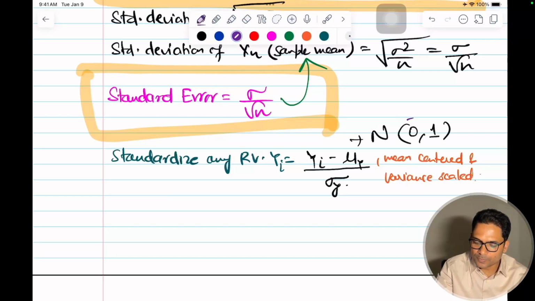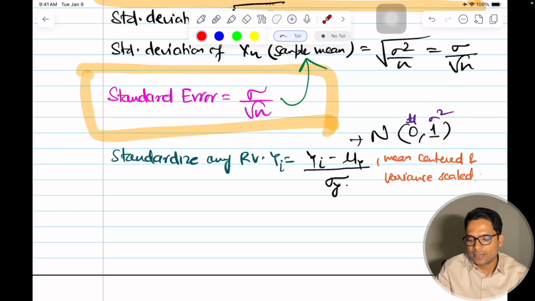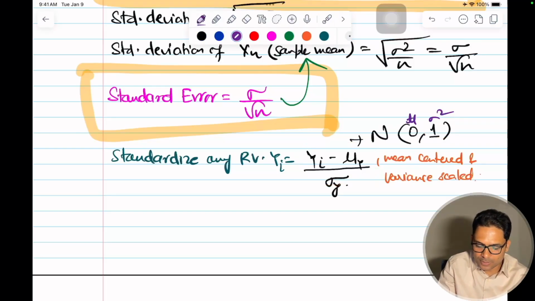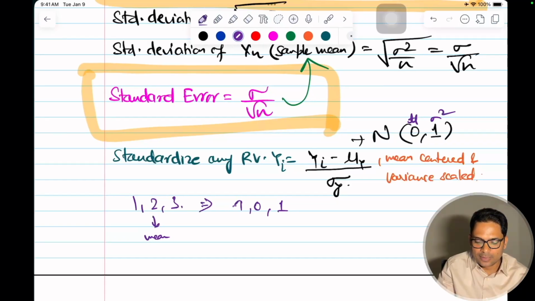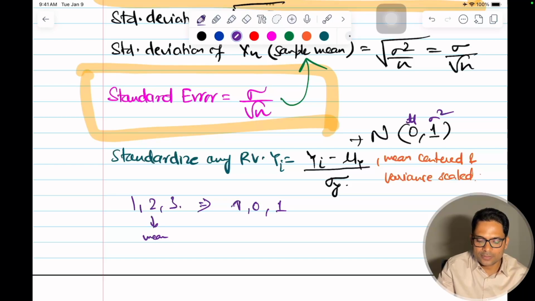Mu is equal to, this is mu and this is sigma square, because of the standardization. You can take any simple example, just play around. So let's say 1, 2, 3, this is the sample, and this is the mean, right? I'll just show you the mean centering part. Subtract the mean from each of the data points, I have 3 samples. After mean centering, 1 minus 2 is minus 1, 2 minus 2 is 0, and 3 becomes 1. Now what will be the new mean of this? The mean of this will be 0.